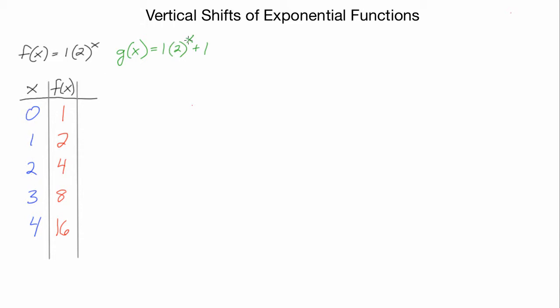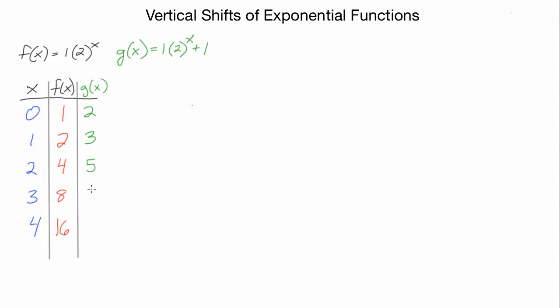If I put 0 in for x, I get 1 times 2 to the 0th power, which is 1. So 1 times 1 is 1, plus 1 makes it 2. So for g of x, if I input 0, I get back 2. If I put in 1, 1 times 2 to the first power is 2, plus 1 more gives me 3. If I put in 2, 1 times 2 to the second power is 4, plus 1 gives me 5.